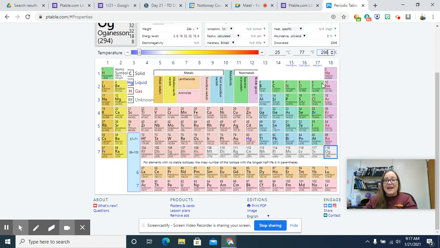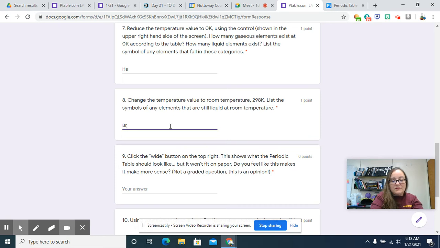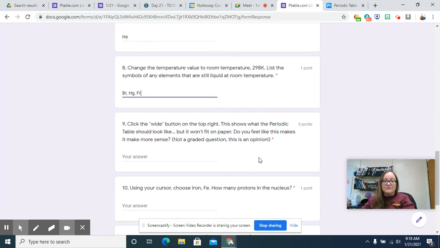Now we've got some gases at room temperature, of course. Oxygen, thank goodness. But we've got these 3 liquids at room temperature: bromine, mercury, and francium. So that's what's going to go here. Bromine, mercury, and francium. Notice how it says list the symbols. So if you type it out, you won't get the full point. It'll be 3/4 of a point.